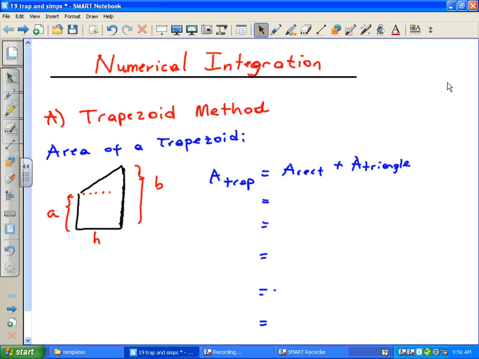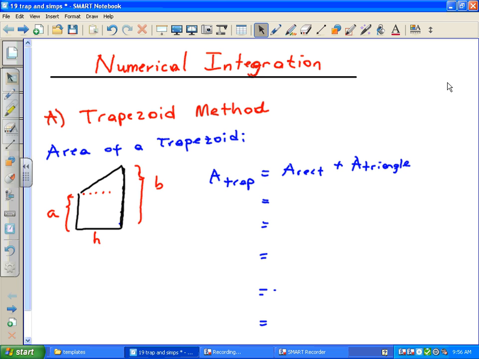So the topic of the day is numerical integration. And we're going to take a look at two numerical integration techniques today. One is called the Trapezoid Method, and the other one is called Simpson's Method. The closest thing you have seen to this before is Newton's method.